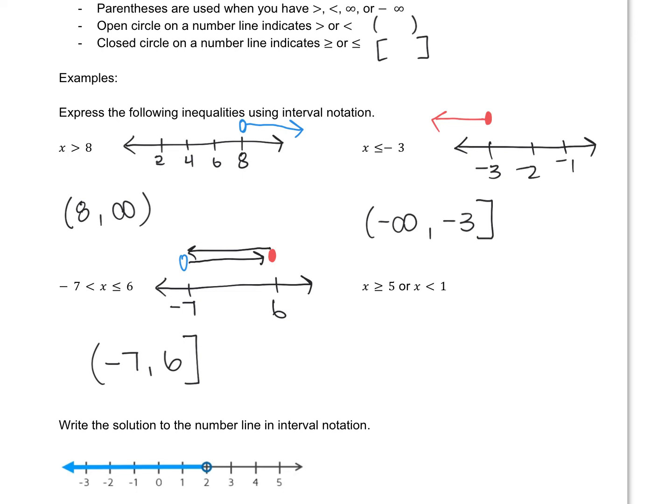Lastly, we have that x is greater than or equal to 5 or x is less than 1. So when I'm doing my number line here, we're going to have 1, 2, 3, 4, and 5. So I'm going to start with x greater than or equal to 5. So at 5, we're going to have a closed circle because it's equal to.